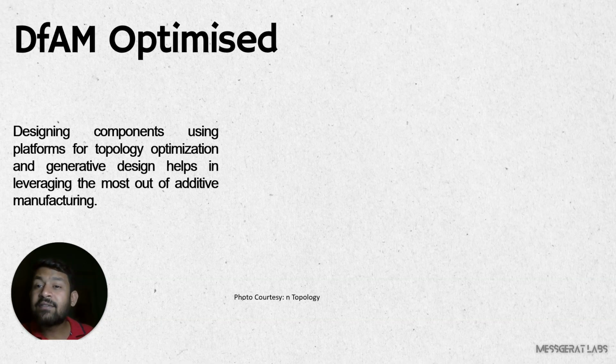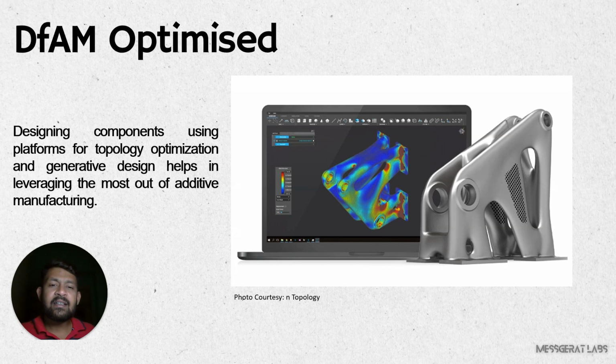Then we talk about DFAM optimized. What is DFAM optimized? Basically, you redesign the component for additive manufacturing. There are two kinds of redesigning methods available: one is simulation driven design, and one is manual driven design. Simulation driven design uses a software algorithm to create the design, where you have to give the input of which 3D printing technology is going to be the end manufacturing technique, so that the design created by the software has already taken the manufacturing technique into account. And manual driven design is where you make the changes yourself.